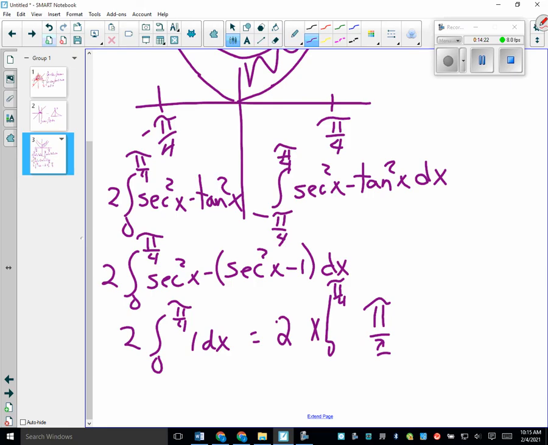That turned out to be a pretty easy problem, didn't it? Well, my first clue was I can't take the antiderivative of tan squared. So I've got to change it to something that I can take an antiderivative of. That's why I decided to do that.